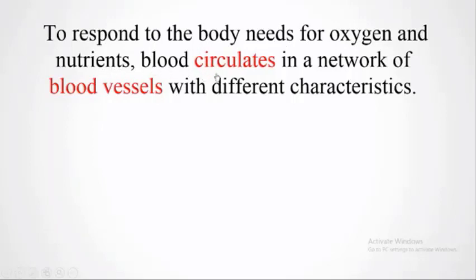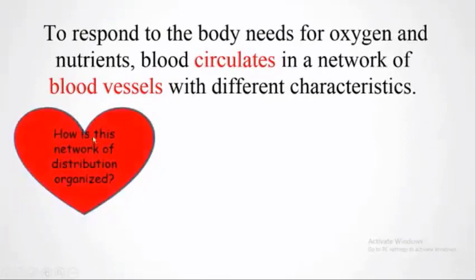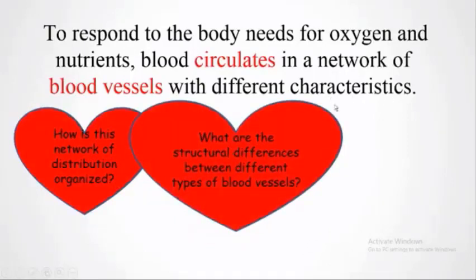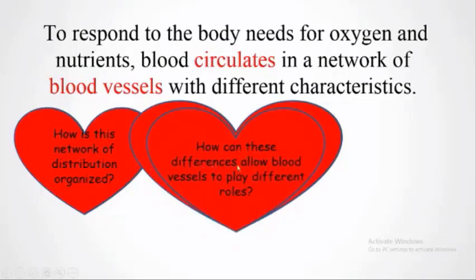So the blood is in continuous circulation through a network of blood vessels, and these blood vessels have different characteristics. However, how is this network of distribution organized? What are the structural differences between the different types of blood vessels? So here we're talking about structure. How can these differences allow blood vessels to play different roles?